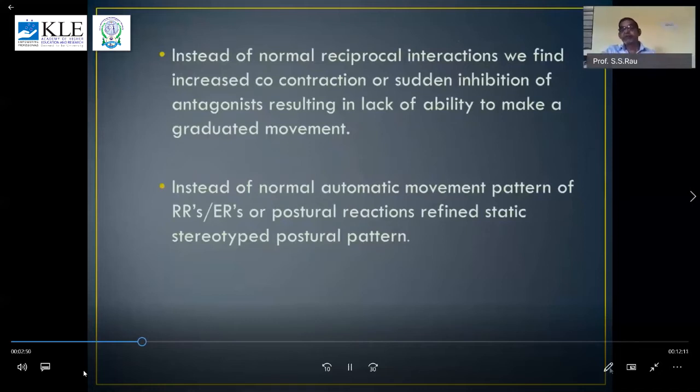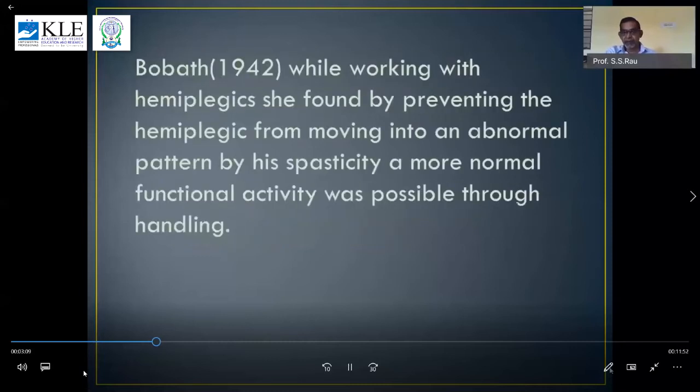As we all know, Bobath usually uses the term selective movements. Selective movements are nothing but moving out of a synergistic pattern. Instead of the normal automatic movement patterns of righting reactions, equilibrium reactions or postural reactions, we get a stereotyped static postural pattern. That's another big drawback.